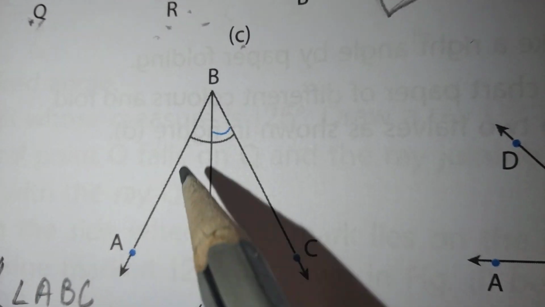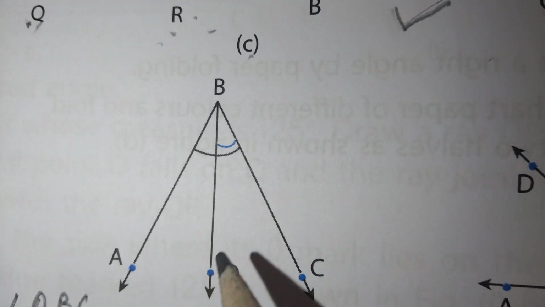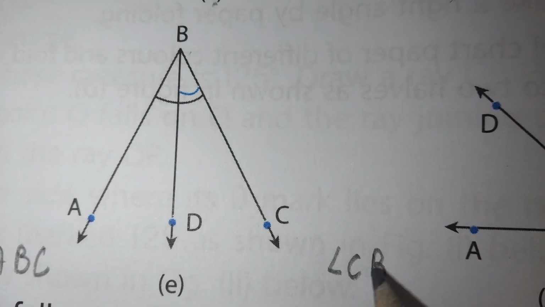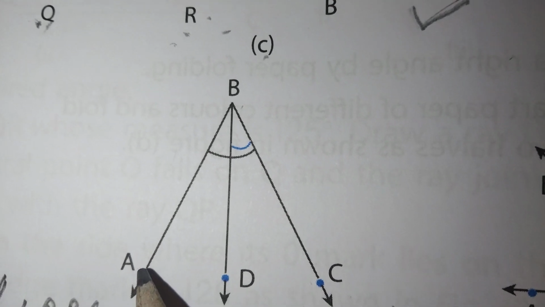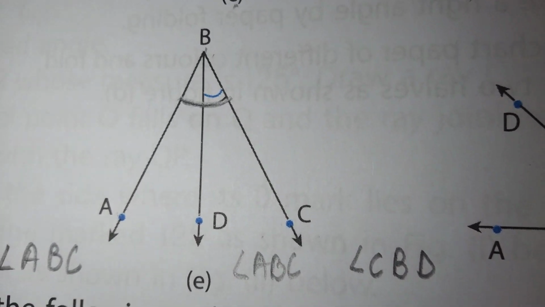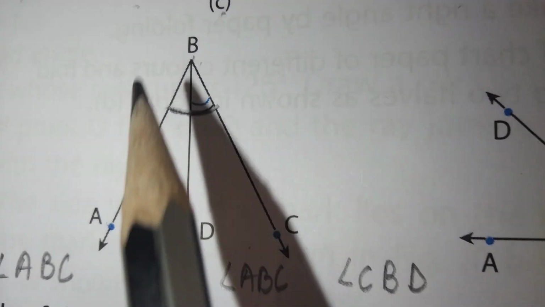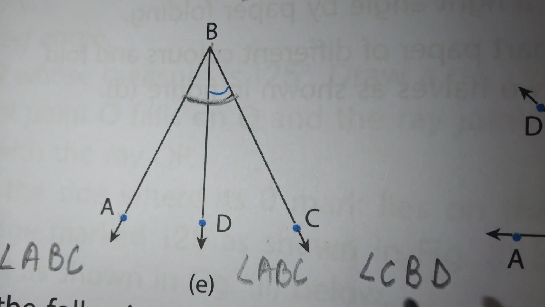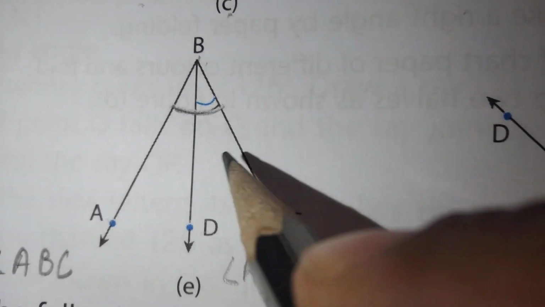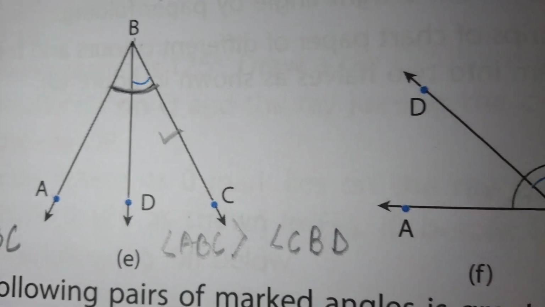Okay, here what are the two angles given over here? It is angle CBD. The first angle is angle CBD and the other angle is angle ABC. See, this is representing the whole angle. So it will be angle ABC. By looking at the figure, you can easily identify that angle CBD is smaller than angle ABC. So this angle is smaller.